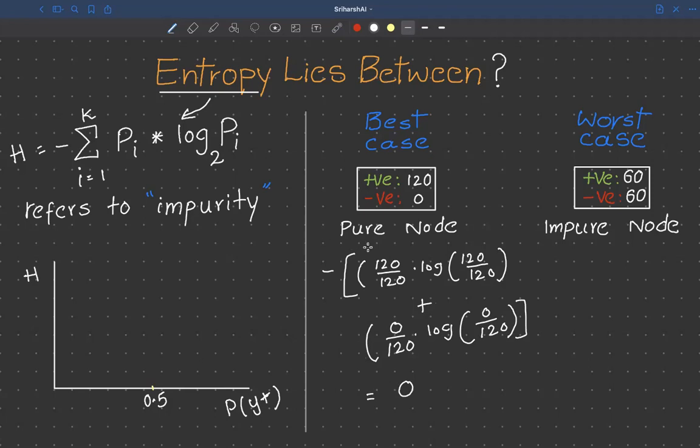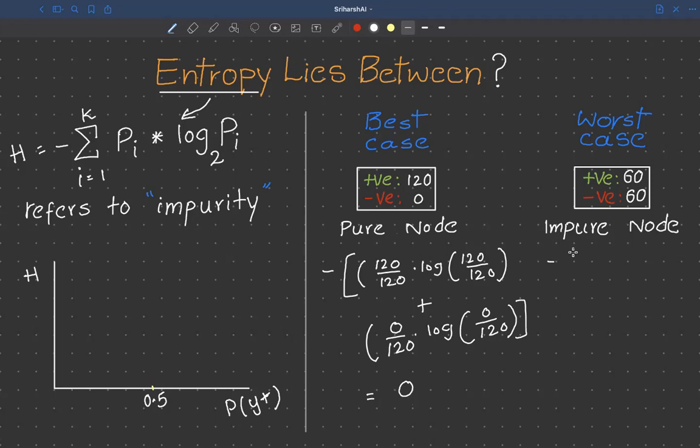And also, if the entropy value is more, that refers to more impurity. If the entropy value is less, that refers to less impurity. In this case, we got the entropy or impurity value as 0 because it is a pure node. That's obvious. Similarly, let's compute the entropy for the impure node.